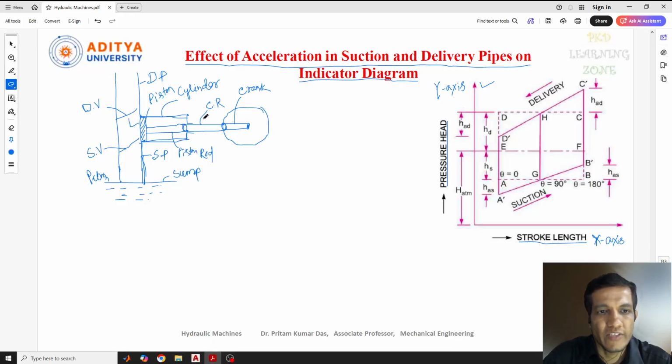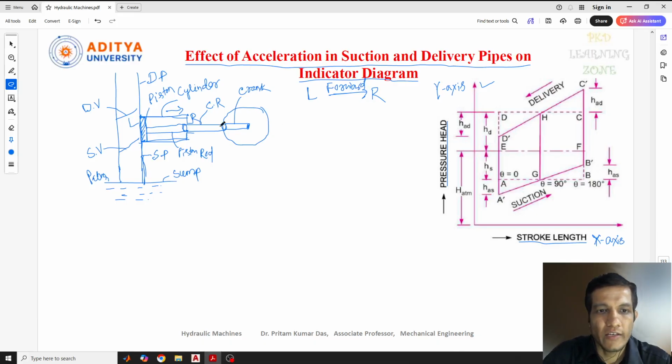Suppose this is the left side and this is the right side. At this starting point, the piston is supposed to move to the right side. That means this is the forward direction. The piston is present at the left side and is supposed to move to the right, that means the piston is moving in the forward direction.